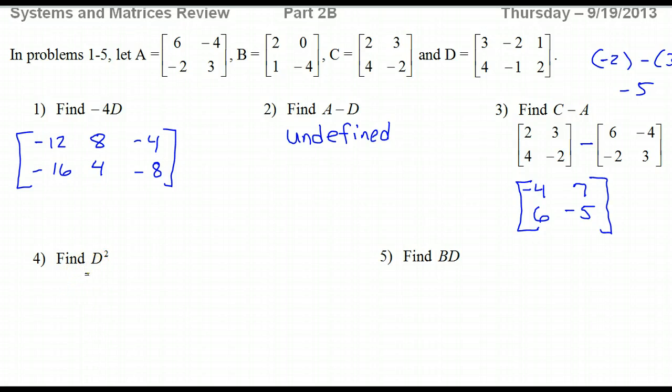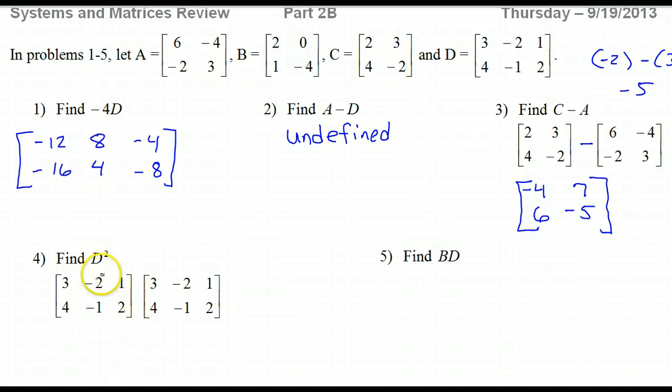Okay, so let's check that out. D squared is D times D, all ready to happen. But wait a minute, hold it. This is a 2 by 3 matrix, and of course this is again a 2 by 3 matrix. Is this going to be defined? Can we do this? No. In order to multiply matrices, the inner dimensions have to be the same. I have a 3 and a 2, so this is not possible. So I'm just going to put undefined.